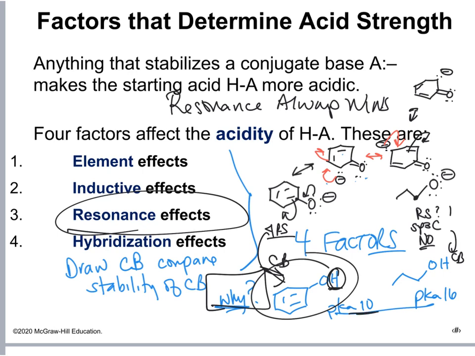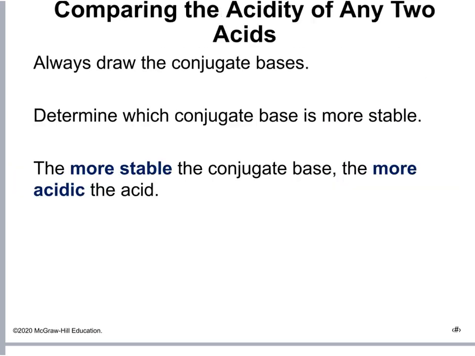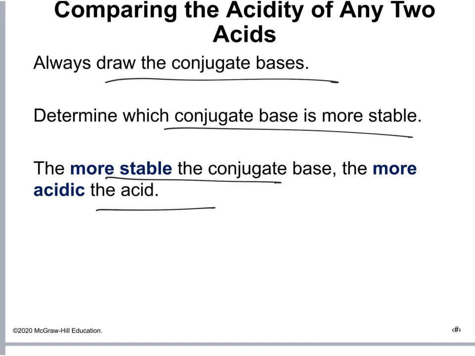Now, you want a number of how much it is? What's 10 minus 16? It is 1,000,000 times more stable. That conjugate base is 1,000,000 times more stable because of the resonance effects. Okay, so we're going to look at each of these 4. So you always draw the conjugate base, and then you determine which conjugate base is more stable. And the more stable the conjugate base, the more acidic the acid. And then you have to apply one of these 4 factors.